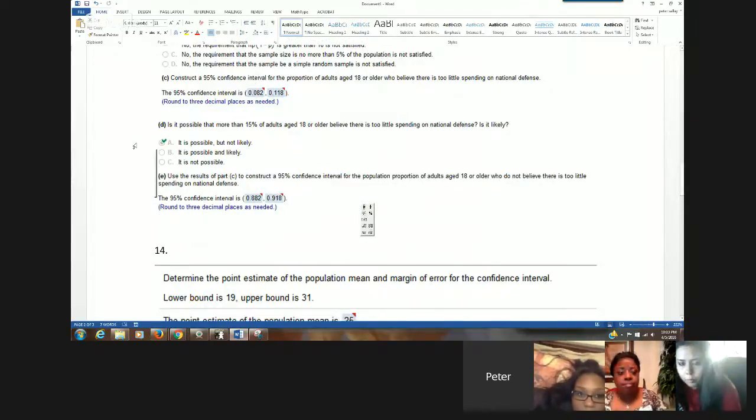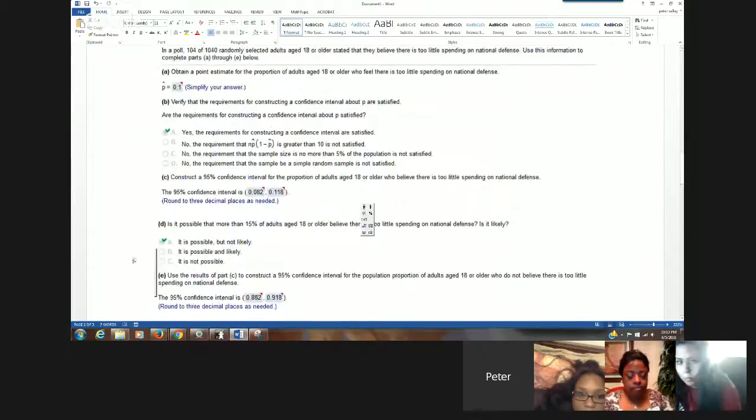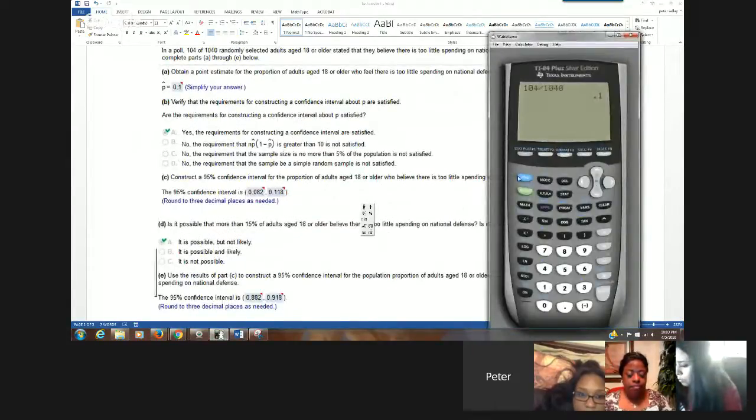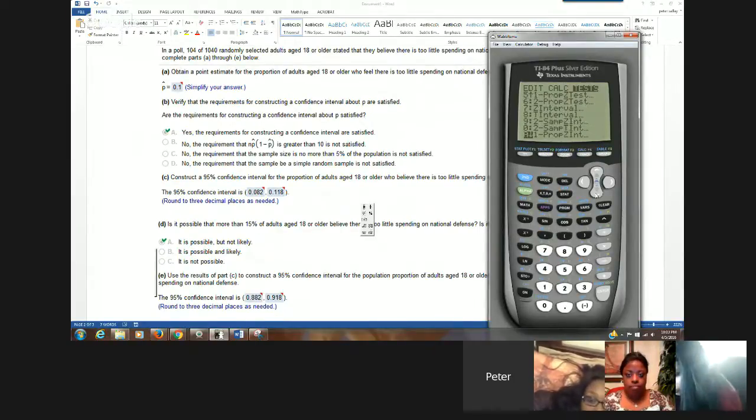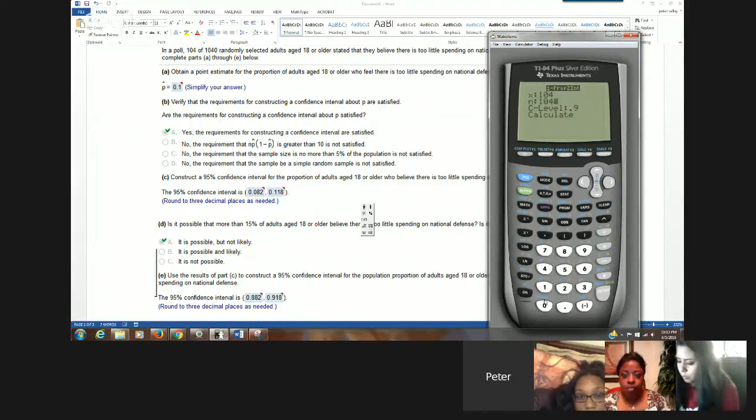Part C, construct a 95% confidence level. Since we're still in proportion land, I want a 1 prop Z interval. We don't know about tests yet. That's the next unit. So 1 prop Z interval, and it's 104 out of 1,040. And 95%, so 0.95. So those are your two numbers.